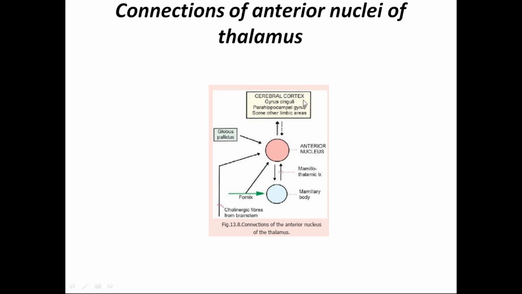So anterior nucleus of the thalamus, this is the ventro-anterior. As I have already said, this is something very important that you should remember. This is part of the mammillothalamic tract.